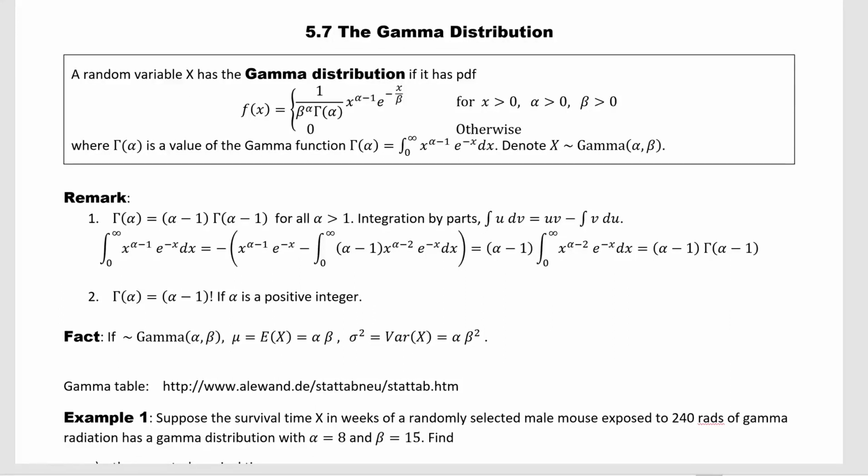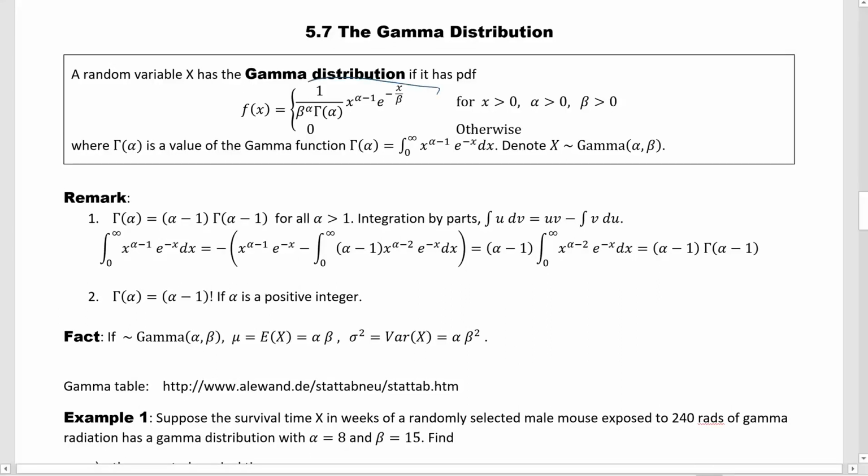Hi everyone. Today let's talk about section 5.7, the gamma distribution. The gamma distribution is used in areas such as actuarial science. Okay, here is the definition. A random variable X has the gamma distribution if it has this PDF.